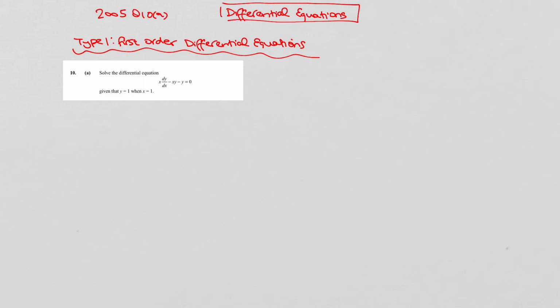Differential equations, 2005, question 10a. So this is a first order differential equation where we're asked to solve the differential equation given that y is equal to 1 when x is equal to 1. So again, we want to try and get our y terms on the left and our x terms on the right. So we have x dy dx minus xy minus y equals 0.